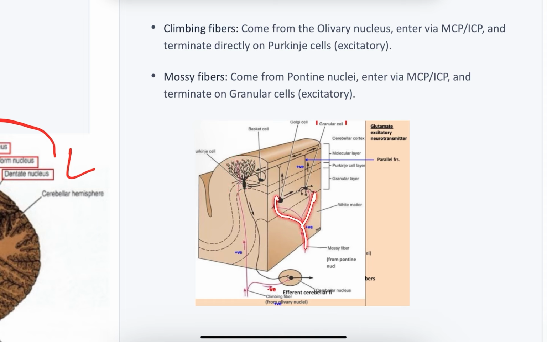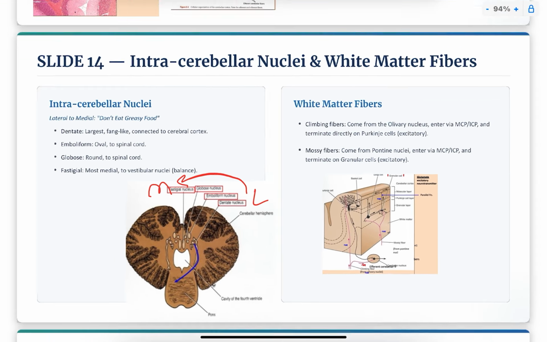Whereas the mossy fibers come from the pontine nuclei and enter through the middle or the inferior cerebellar peduncle, the same entry, but where do they terminate? They terminate on the granular cells, and their effect is also excitatory. So it's very important to know that.